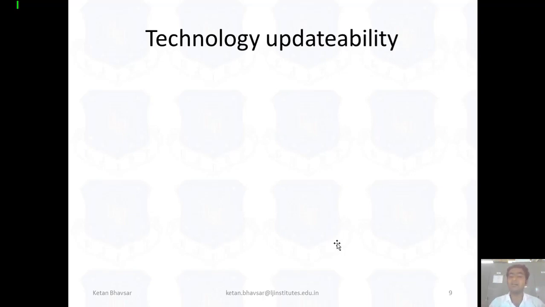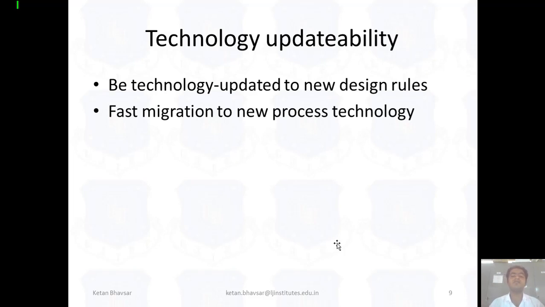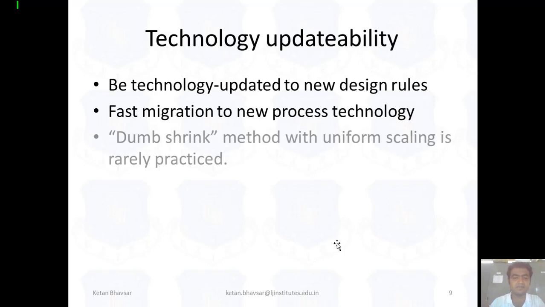Then technology updatability: the design should be able to update to new design rules. Definitely you have to allow new design rules as per the requirement, with fast migration to the new process technology. I'll give you one example. If you purchase your smartphone at a time when Android 9 is going on in the market, and after a few days Android 10 is launched, then definitely your gadget and its components should support at least 2 to 3 different generation technologies, else the device will not work in the market for long, or we can say it will not succeed in the market.